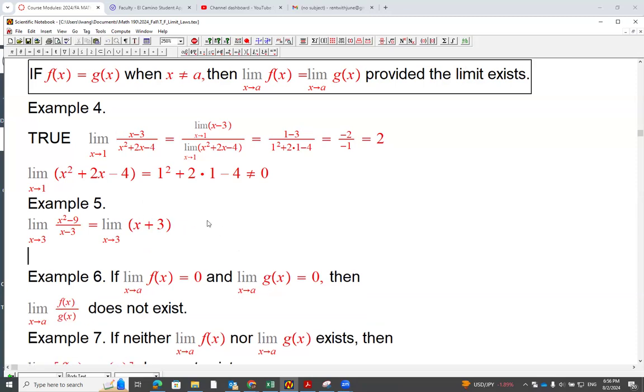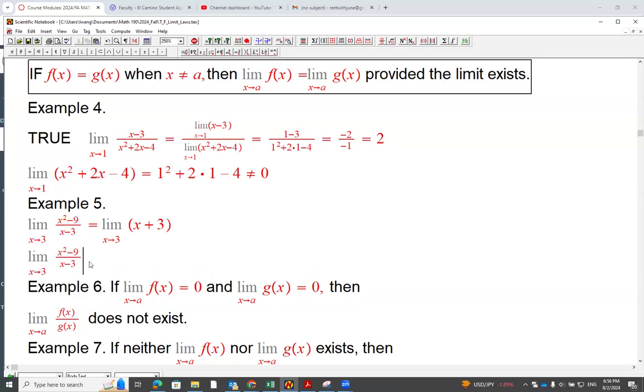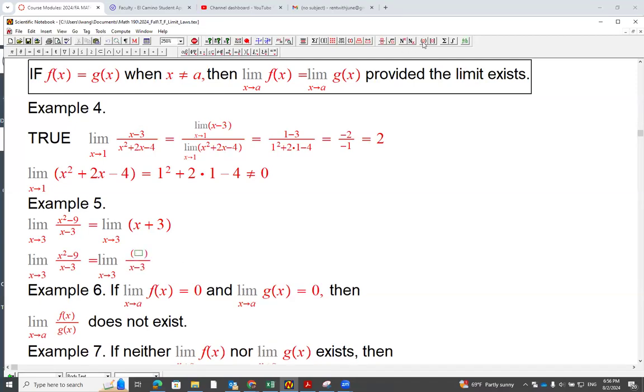Number 5, if you look at number 5, the difference between the left and right is that x squared minus 9 is being factored into x plus 3 times x minus 3.